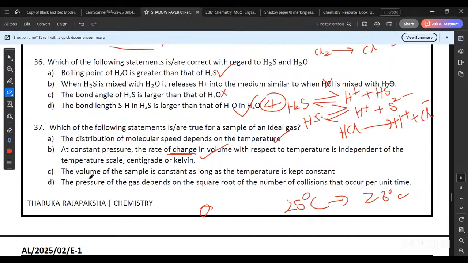C. Volume of a sample is constant as long as the temperature is kept constant. No. It also depends on pressure and number of moles. A sample of ideal gas, so it depends on only pressure. Wrong. The pressure of a gas depends on the square root of number of collisions. No, not the square root. It depends on the number of collisions. Wrong. That is answer number 1 then, which is the true one.